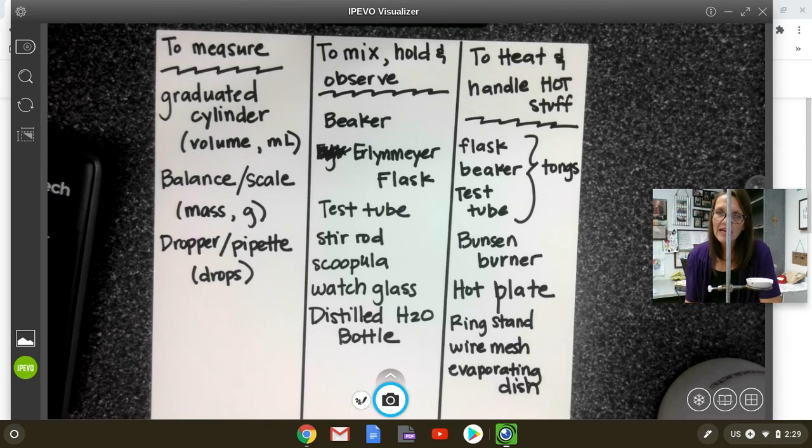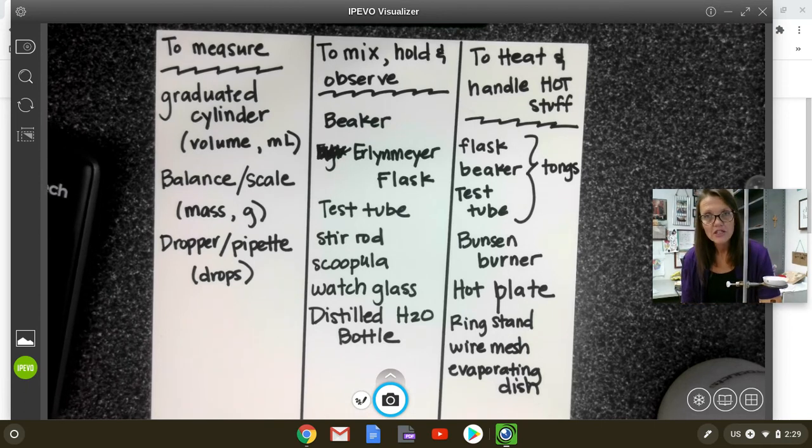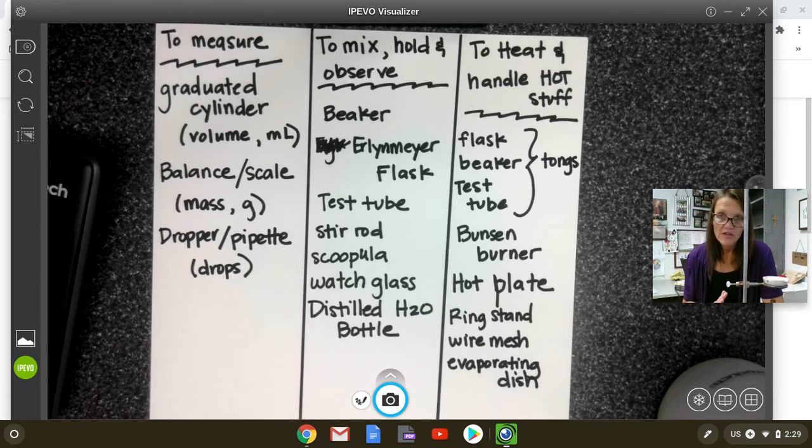But now you have a better idea of the equipment that you're going to use in the lab. And again, you need to be familiar with their correct names and what they're used for, so that when we go to do a lab, you're using the proper equipment. Okay? So that's all you need to do for today.